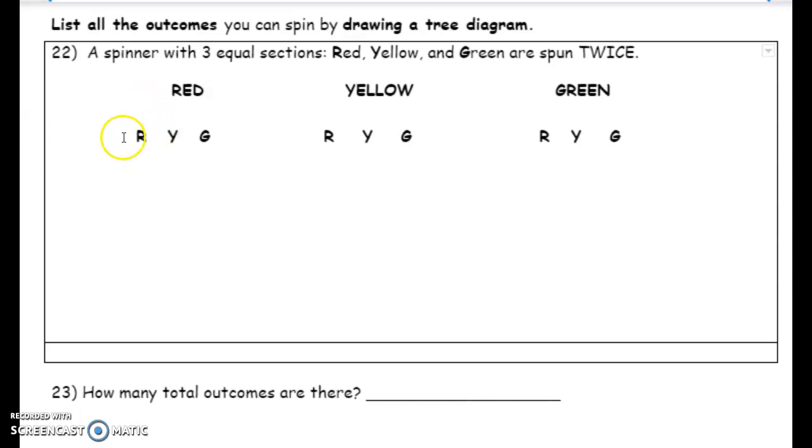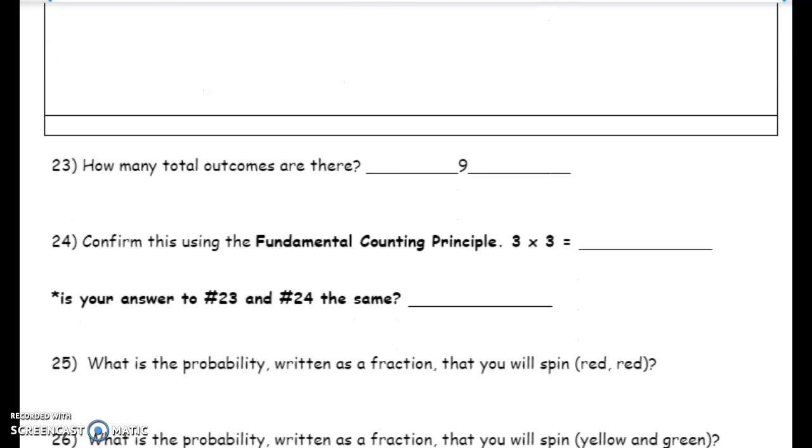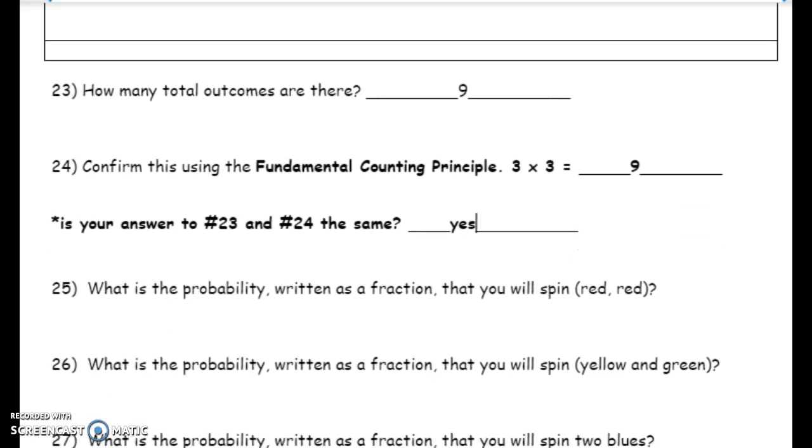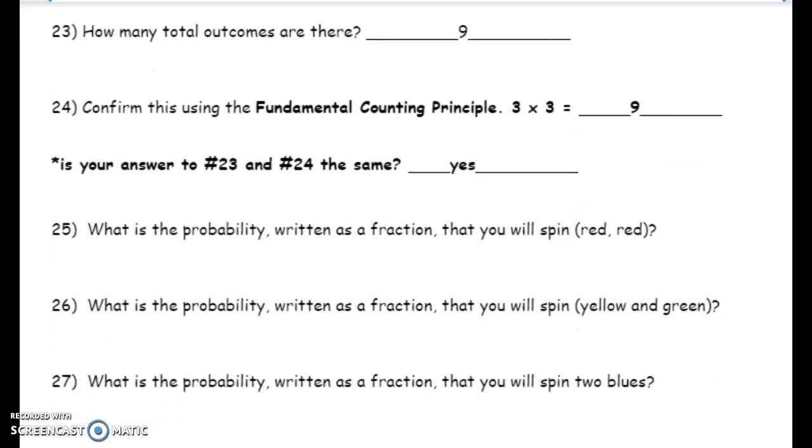So if we count after the second spin, I have 1, 2, 3, 4, 5, 6, 7, 8, 9 total outcomes. So here I have 9 total outcomes. Using our counting rule, 3 times 3 is 9. So as we said earlier, yes, my tree and my counting principle is the same.